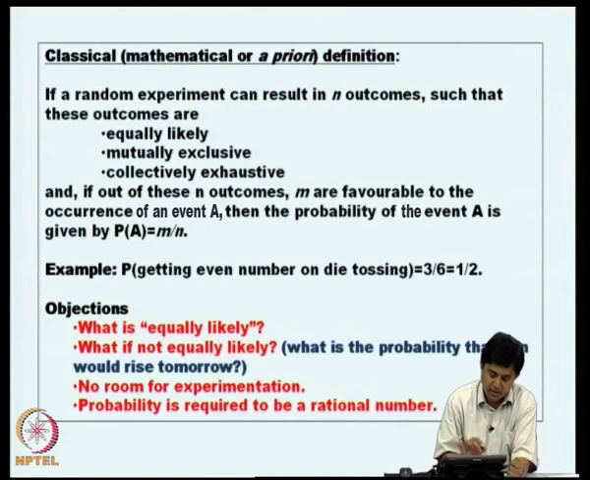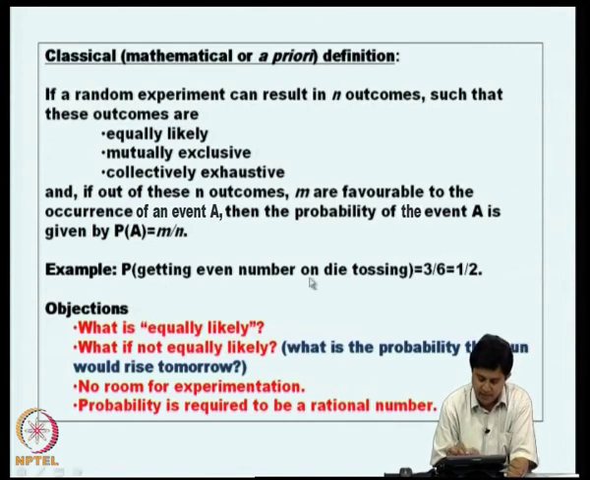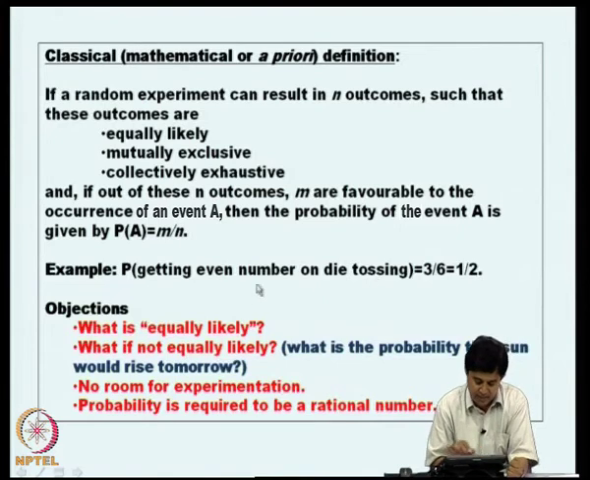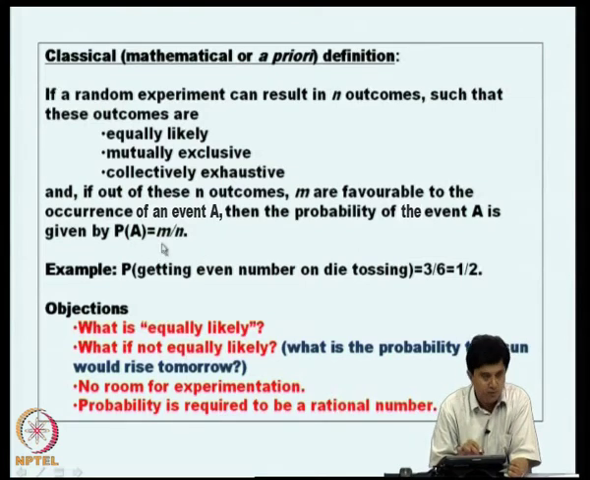Now, let us consider the event of getting an even number on tossing a die. What is n here? n is 6. We can get 1, 2, 3, 4, 5 or 6. n is 6. What is m? Of these 6 outcomes, how many of them are favorable to observing an even number? 2, 4 or 6. So, m is 3. So, the probability of getting an even number is half.